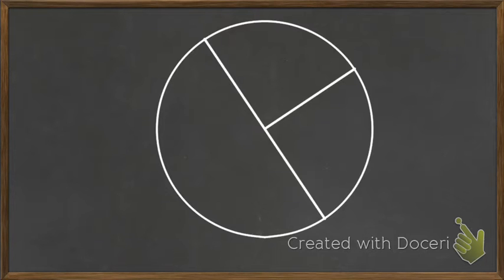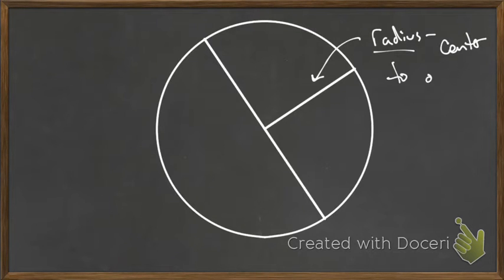Here is a circle. We're going to start labeling parts. Camille already kind of told us about the radius, which is right. We'll write radius here and draw an arrow to the radius. And the radius goes from the center of the circle to the outer edge.